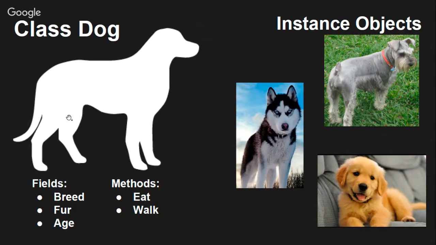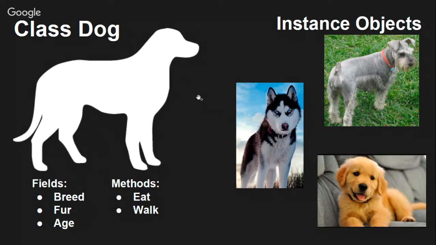And we can add to this class dog the fields that it stores, for example, the breed, the fur, and the age, and all the methods that this class of dog can execute. For example, an eat method and a walk method. This is only the representation, and we are describing what kind of things this class could do.